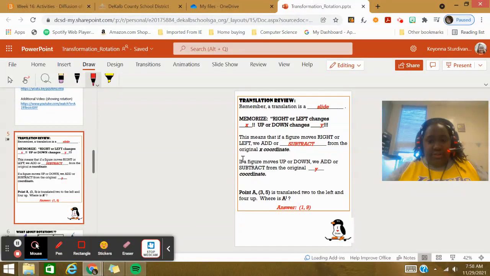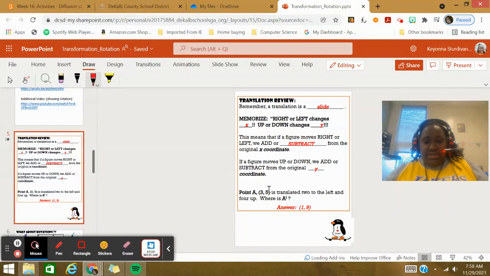Here is a translation review. Remember that translation slides. If it goes right or left, that changes x, and if it goes up or down, that will change y. This means that if a figure moves right or left, we add or subtract from the original x coordinates, and if a figure moves up or down, we add or subtract from the original y coordinate.